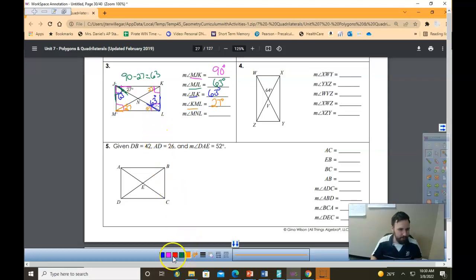Alright? And in red, M and L. Right here. I have this triangle. So if I do 180 minus my 27 minus my 27, it will give me this leftover angle at the top, which I got is 126 degrees.